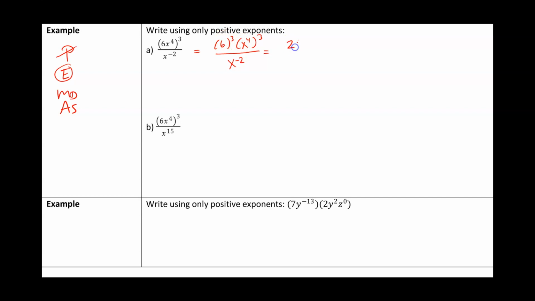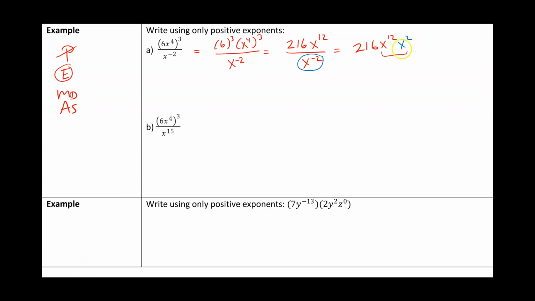So 6 cubed is 6 times 6 times 6, which is 216. x to the fourth to the third power. Remember that if you have an exponent to an exponent, power to a power, you multiply those, we get x to the 12th, and we divide that by x to the negative second. And then lastly, we cannot have a negative exponent. So because this exponent's negative, it's going to flip to the numerator and become positive. So we have 216 x to the 12th, and this exponent that's on the denominator, it's going to flip to the numerator and become a positive 2. So nothing is left on the denominator, it's gone.